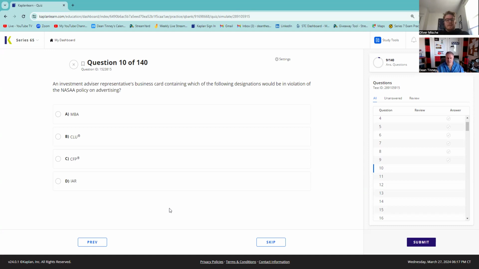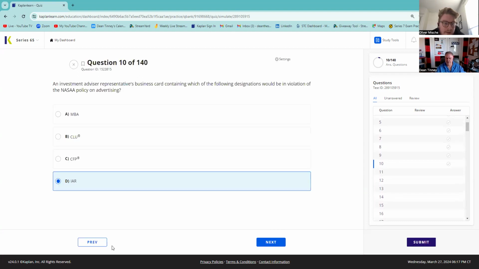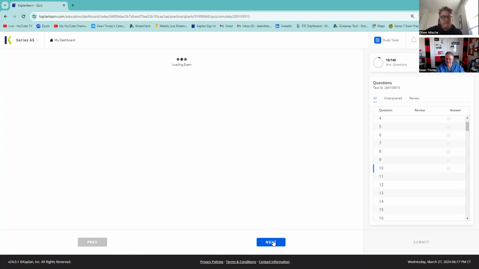So Dean's business card contains which of the following designations would be in violation of NASAA's policy on advertising. This is very testable. Yeah, it's a D. You're right on. That's misuse of a non-existent professional designation, right? No kidding. CFP, CLU. It's hard to believe how many times I see people. I never know sometimes when I see people who are doing this, are they malicious or ignorant? It doesn't really matter in terms of test purposes.